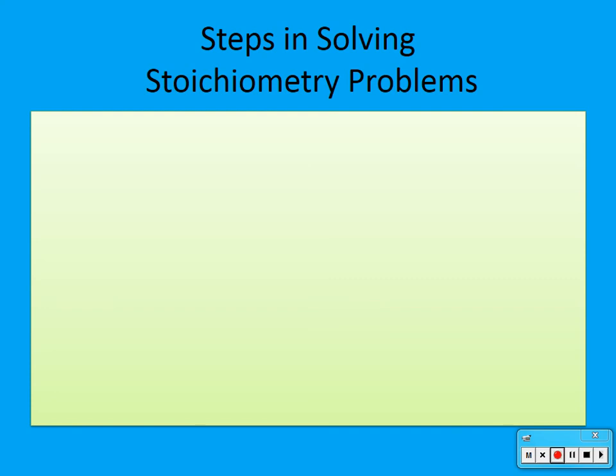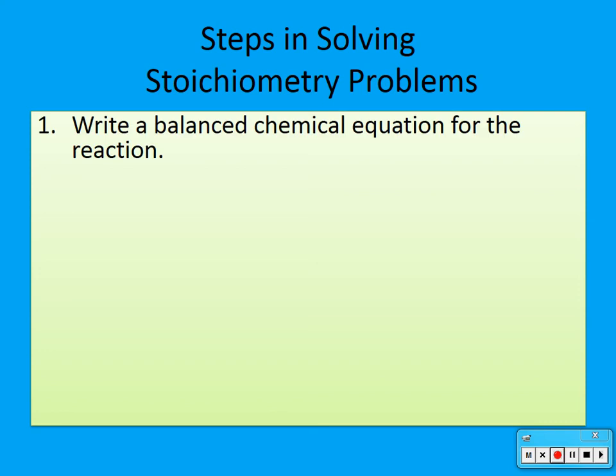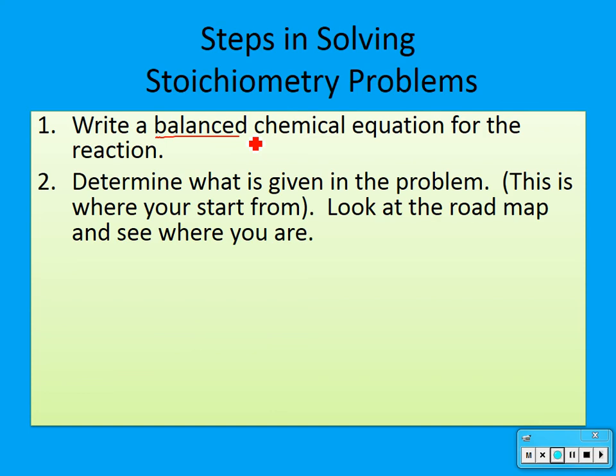Okay, before we do that, let's go through the steps involved in solving these problems. So I always like to follow these steps. Number 1, make sure that it's balanced. You write a balanced chemical equation before you do anything. Step 2, determine what is given in the problem. I always like to underline what is given. Okay, and this is where you're going to start from.